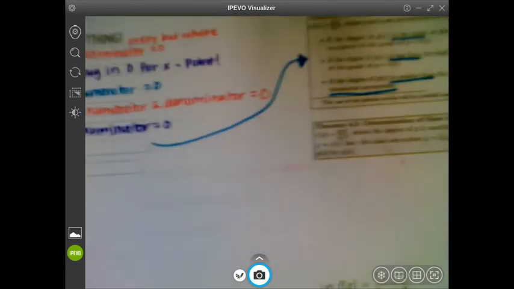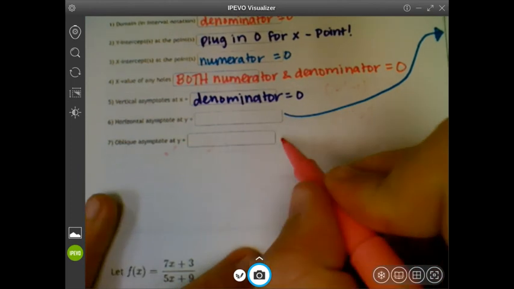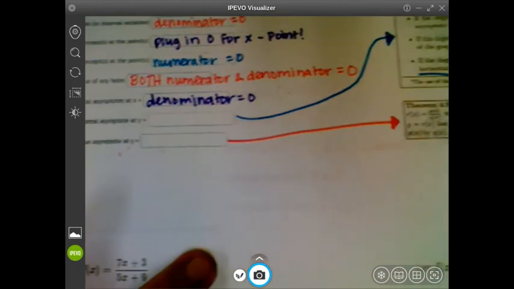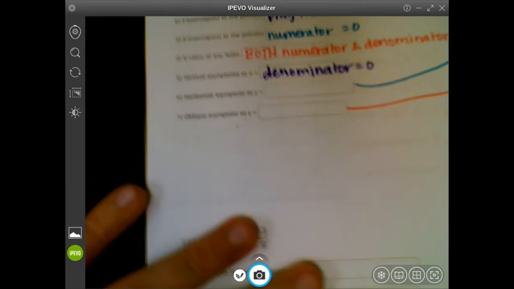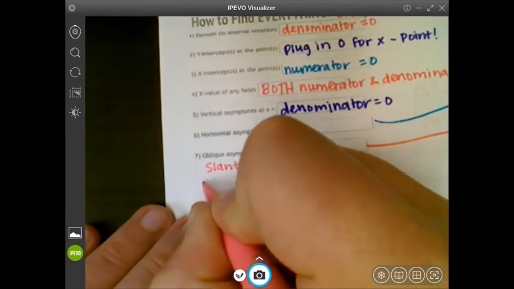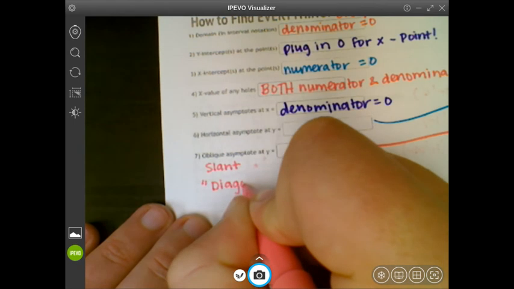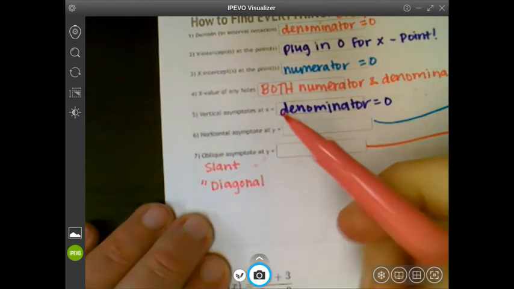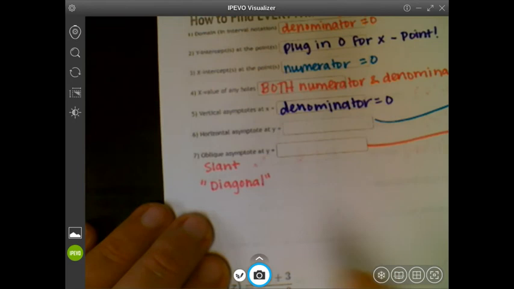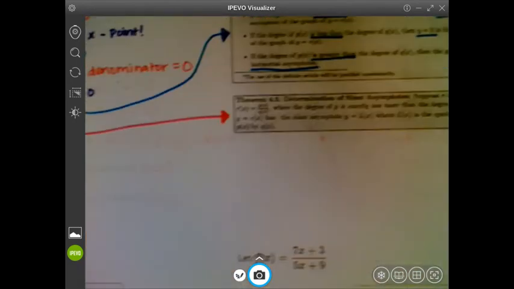All right, and last but not least, we have an oblique asymptote, and so for that, I want you to check out this table over here. An oblique could also be called a slant asymptote, and although they never call them this, we should think of these as diagonal asymptotes. So we have vertical, we have horizontal, and then there is such a thing as a diagonal asymptote. They don't call them diagonal, they call them slant, or they call them oblique, one of the two.